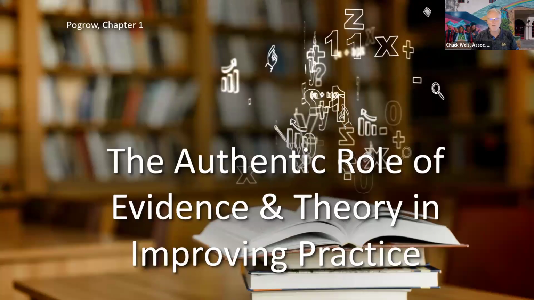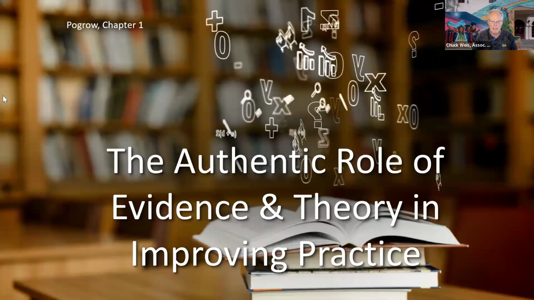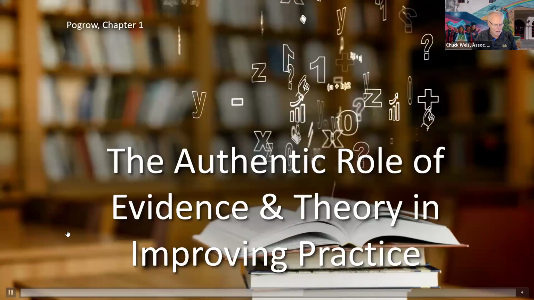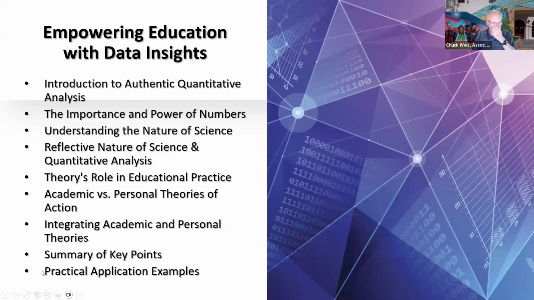This is an overview of Pogrow's Chapter 1, The Authentic Role of Evidence and Theory in Improving Practice. The main topics in this chapter are, again, an introduction of authentic quantitative analysis, importance of power of numbers, understanding the nature of science, reflection, theory's role, academic versus personal theories of action, integrating academic and personal theories, summary of key points, and practical application examples. So here we go into Chapter 1.